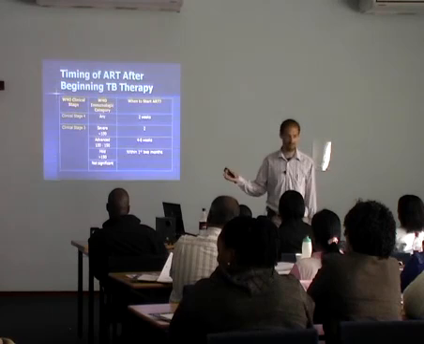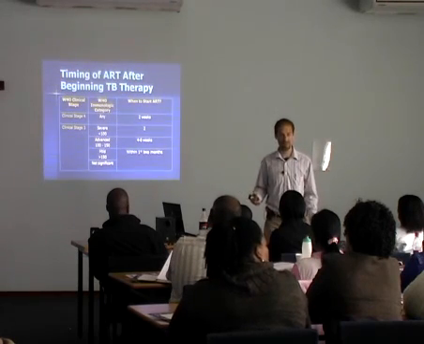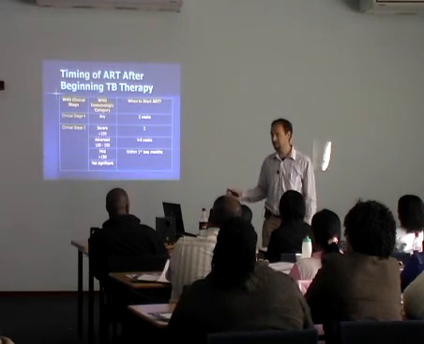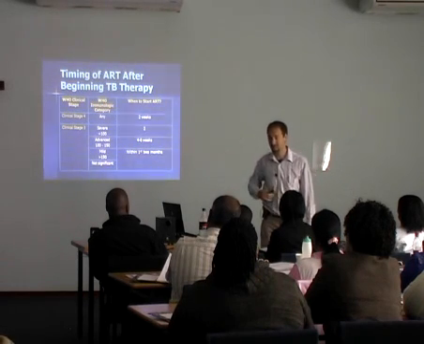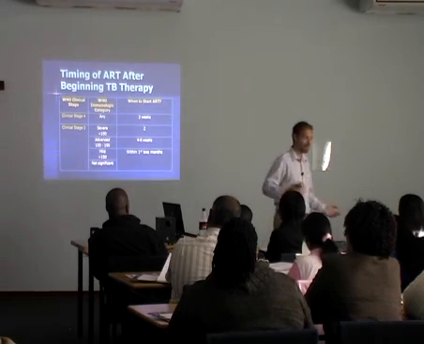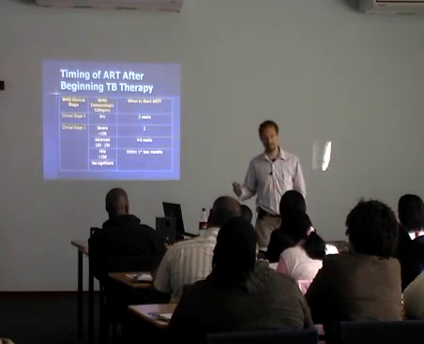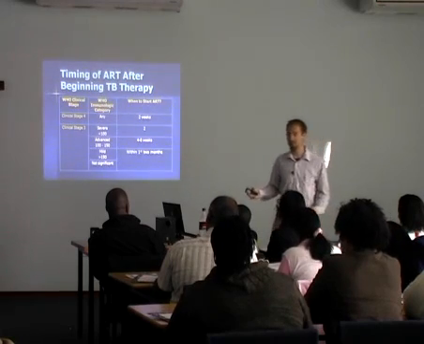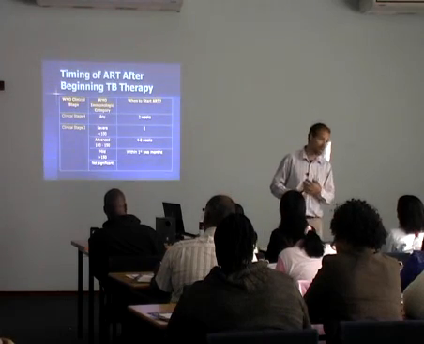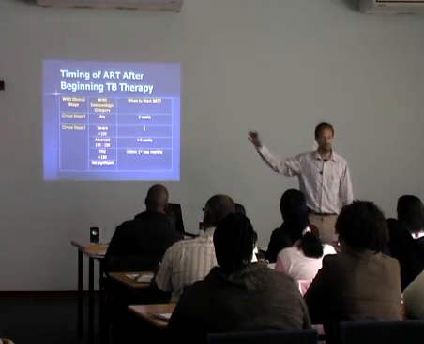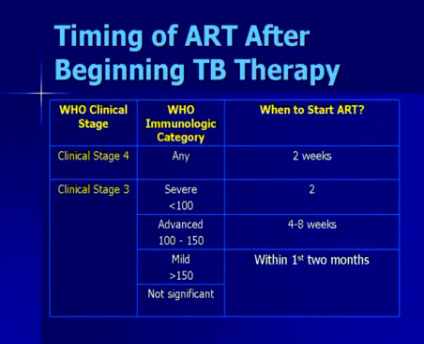So what is stage 4? For adults, this is pretty easy. Any extrapulmonary TB is stage 4. So TB abdomen, stage 4. TB meningitis, stage 4. TB of the bones, stage 4. Any of these types of TB, TB pericardial effusion, stage 4. Patients should start ARVs in 2 weeks. Does not matter what their CD4 count is. It does not matter. These patients should start ARVs within 2 weeks.